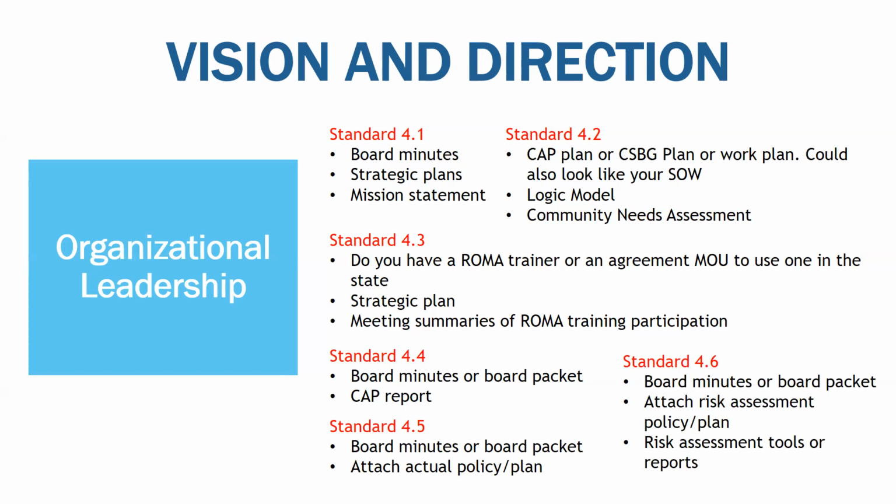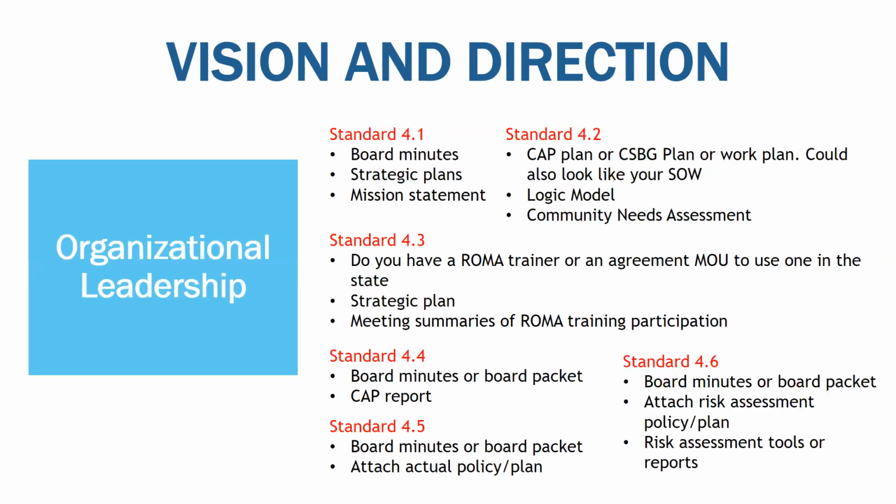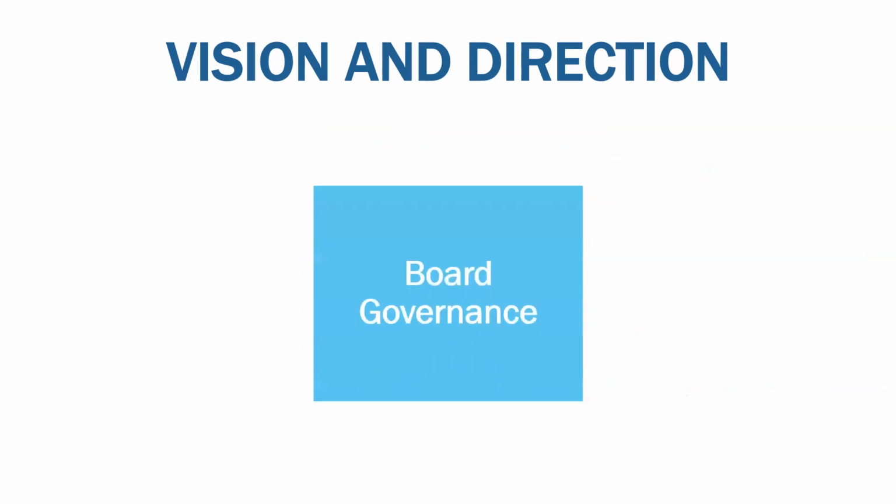4.6 asks that we complete an organizational-wide comprehensive risk assessment every 2 years. So that is what we look like for organizational standard on leadership. And finally, for our third one, board governance.